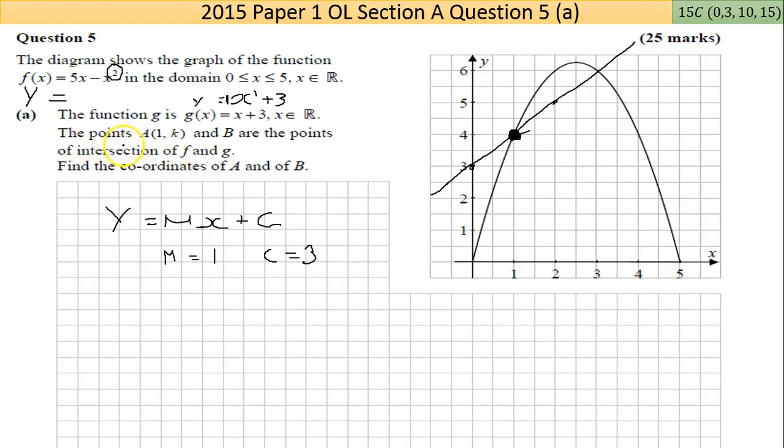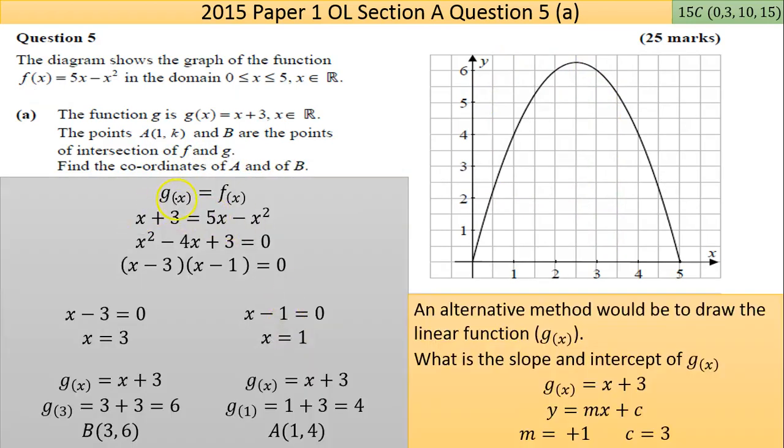The points A, 1, k, and B are the points of intersection of f and g. So this actually intersects twice. This is your g function. This is your f function. Now it intersects at those 2 points. So it says find the coordinates of A and of B. Now, the coordinates of B there would be what? 3 on the x, 6 on the y. Okay, so we're going to go to the actual answer here.